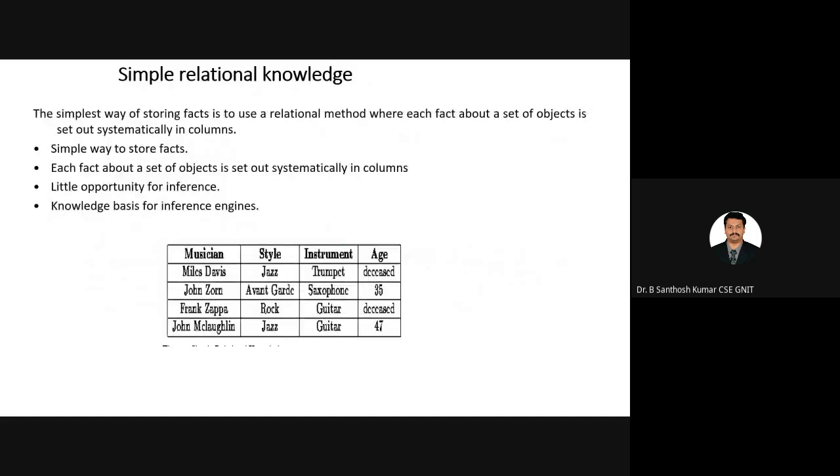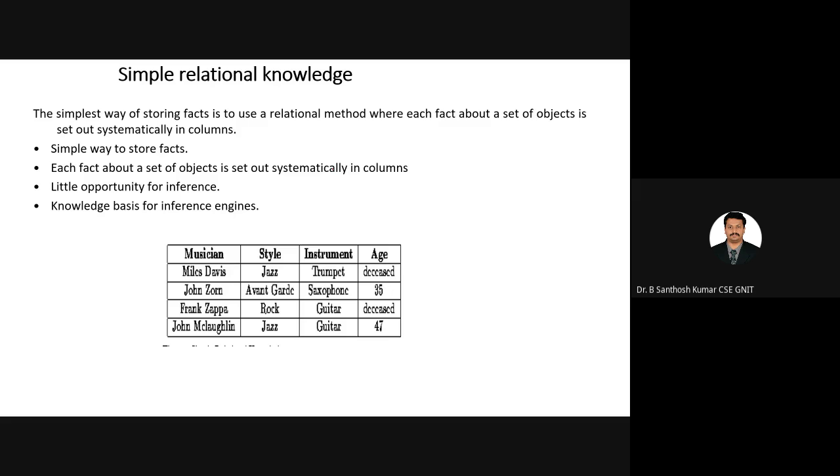So now we are going to learn about simple relational knowledge. The simplest way of storing facts is to use the relational method, where each fact about a set of objects is set out systematically in columns. There are three things given: it is a simple way to store facts, each fact about a set of objects is set out systematically in columns, there is little opportunity for inference, and the knowledge base serves as input for the inference engine.